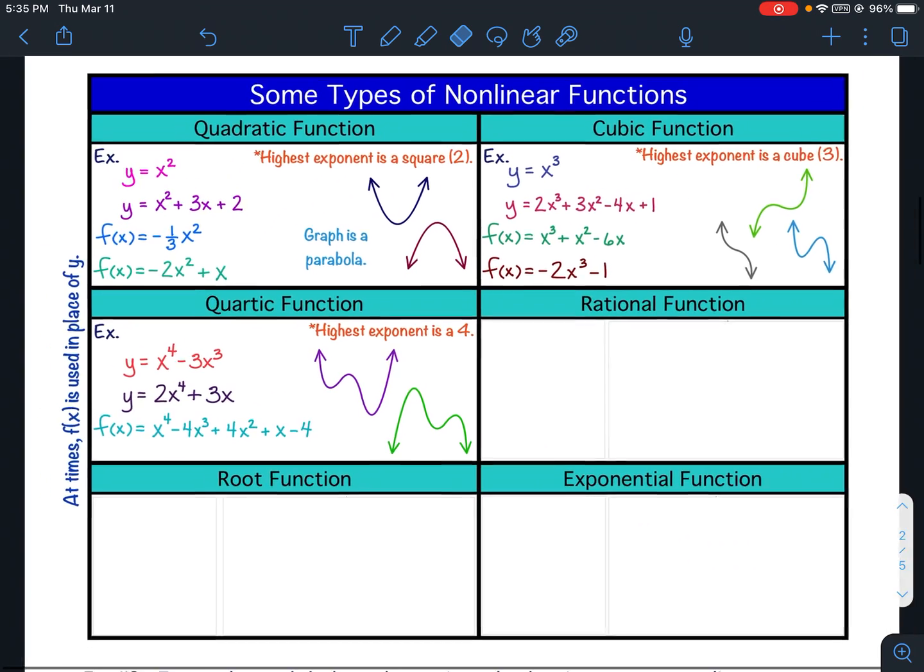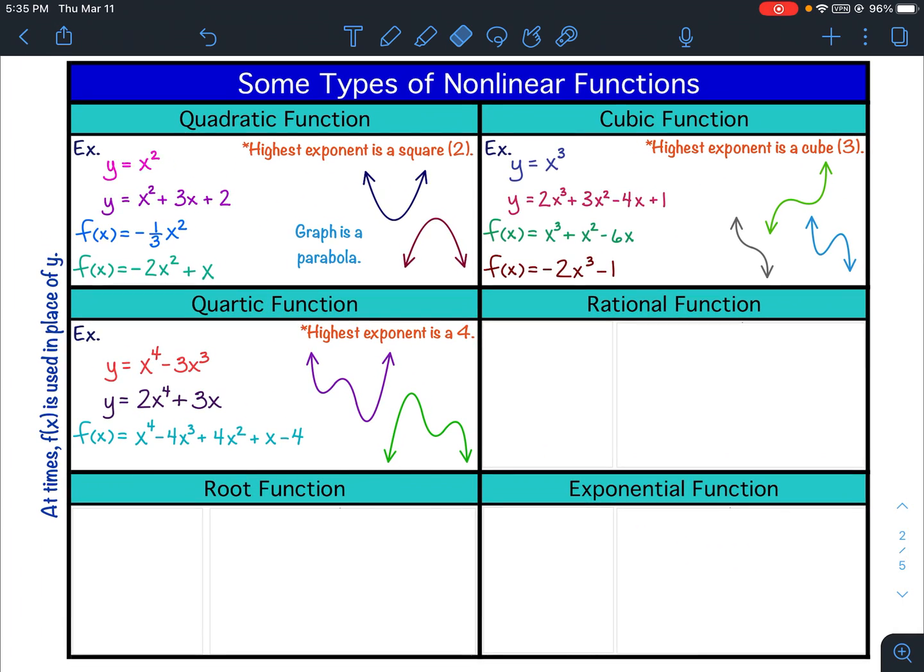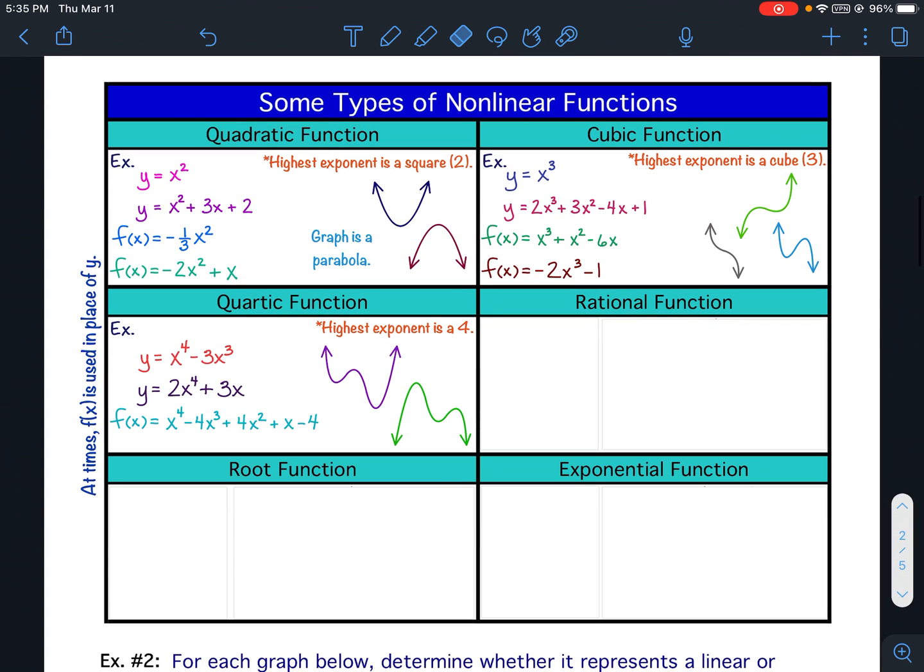Okay. I'm going to stop the video there, and I'll pick up with rational functions in the next video. If you have any questions so far on nonlinear functions, please let me know.